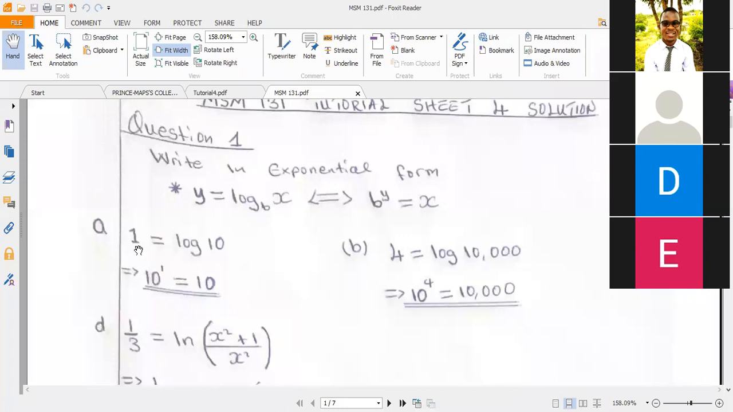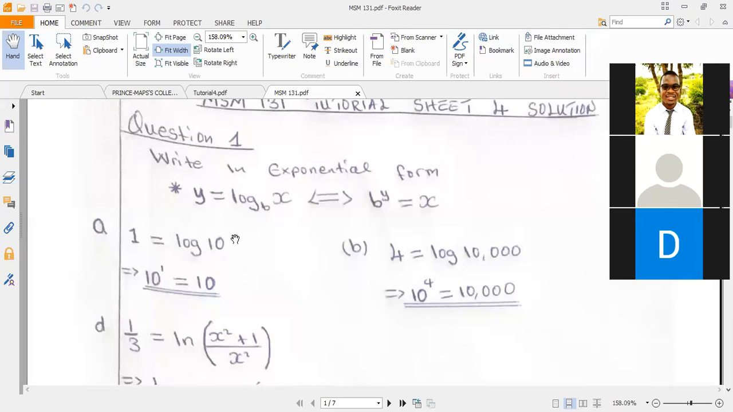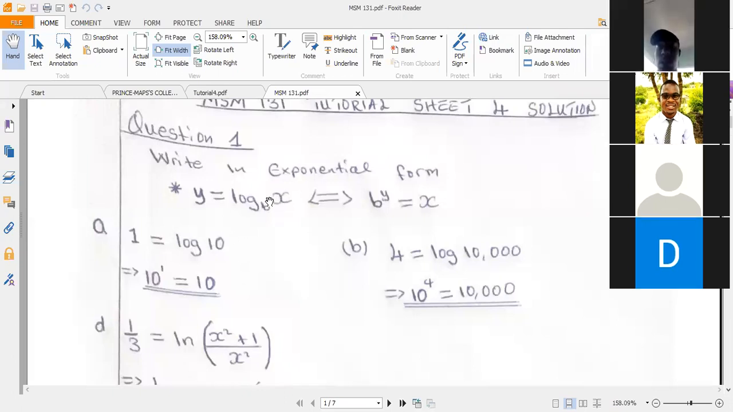So, as I was saying, 1 is equal to log 10. It means there's a base 10 which is not indicated. So it will be 1 is equal to log base 10 of 10. Our base 10 is our b, and this 10 that is here is our x, and y is equal to 1. It will be 10 to the power 1 is equal to 10, of which you can agree with me that 10 to the power 1 is equal to 10.